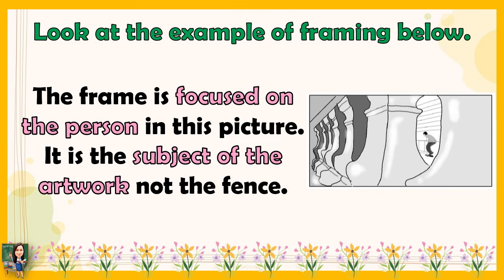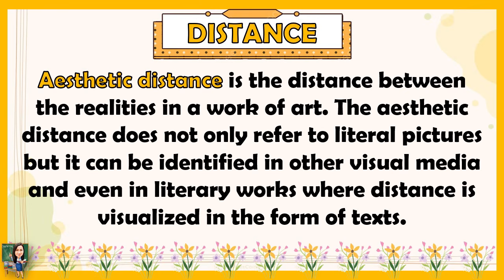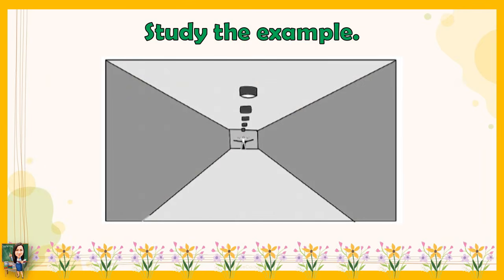Another most common visual element is distance. Aesthetic distance is the distance between the realities in a work of art. The aesthetic distance does not only refer to literal pictures, but it can be identified in other visual media and even in literary works where distance is visualized in the form of text. Study the example.